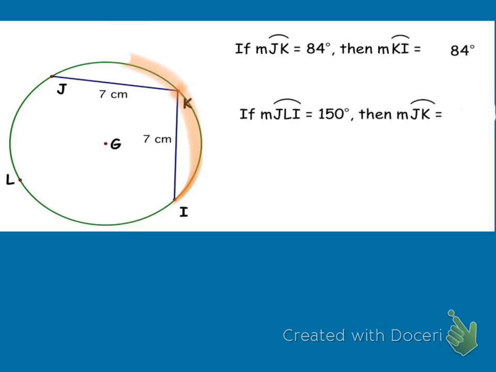Okay? What if I pose a different problem? What if I tell you that major arc JLI, so JLI, remember that middle term, some of you guys struggled with this on your quiz on Friday before spring break, that middle term, that L tells us a direction, so we're going from J through L to I. So if JLI is 150 degrees, okay, then what is JK? And again, we're not using this problem anymore. So what is the measure of JK?